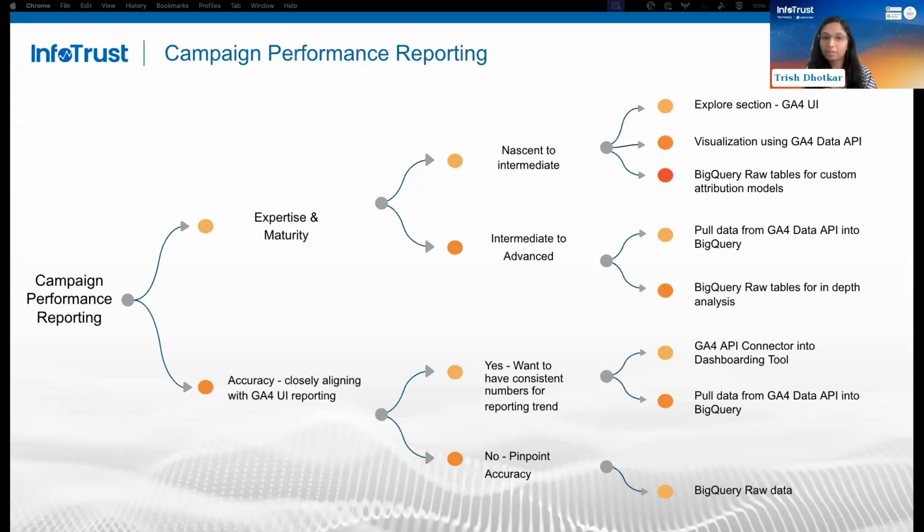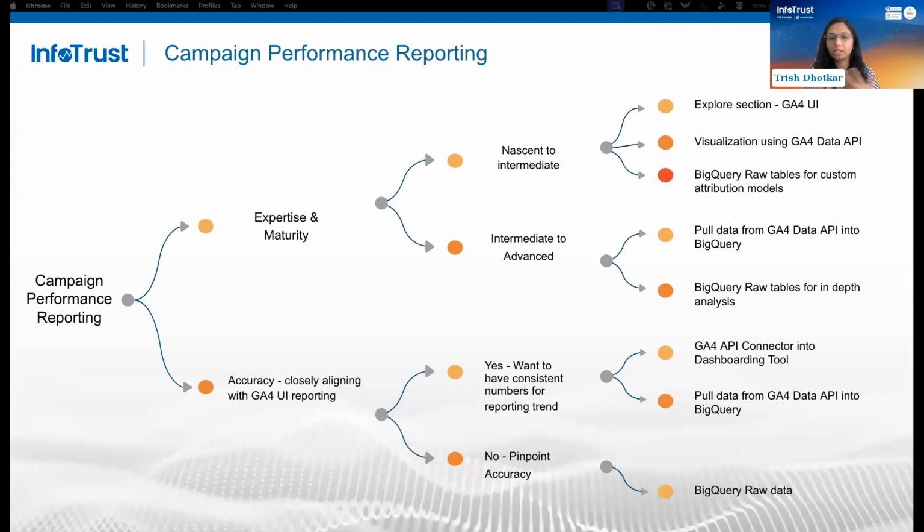For campaign performance specifically, we have to build out the session-level traffic attribution model. But if you want a different attribution model to be applied other than the last non-direct click, then you can implement that in BigQuery too. If you're intermediate or advanced, you can try to pull the data from the Data API into BigQuery.